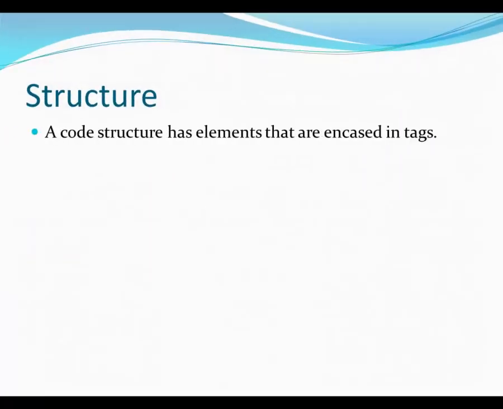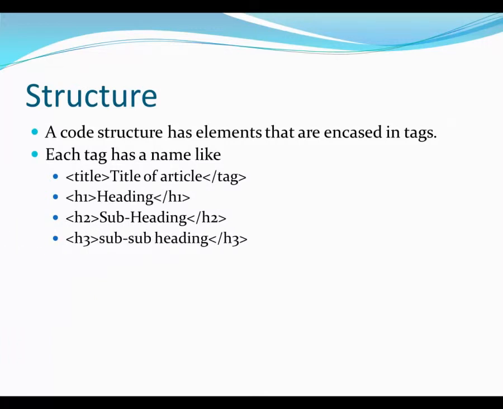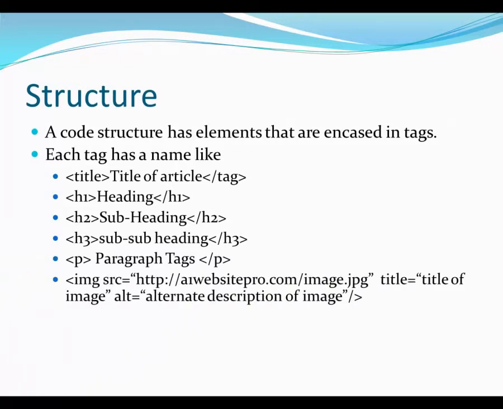And this is where the content management system helps you out the most. Okay? A code structure has elements that are encased in tags, as I brought out yesterday in the first lesson. Each tag has a name, like title. So this would be a title tag. H1, this would be a heading tag. You know, H2 tag would be kind of like a subheading. H3 would be a sub-subheading. Then we have the paragraph tags, which are written like that.